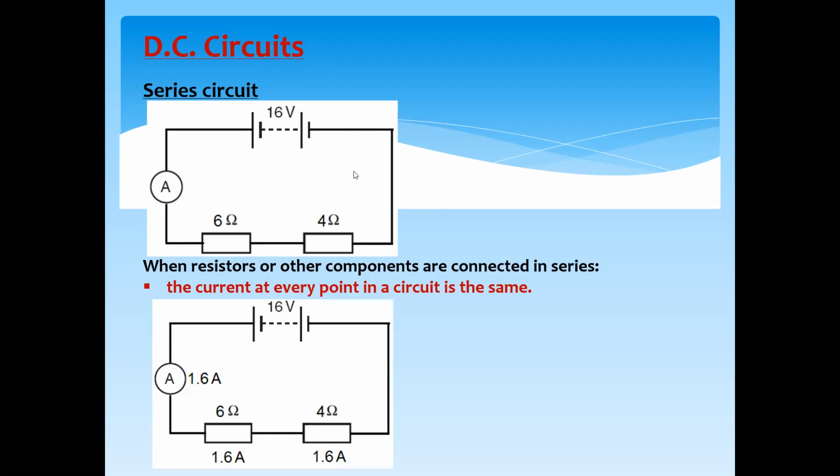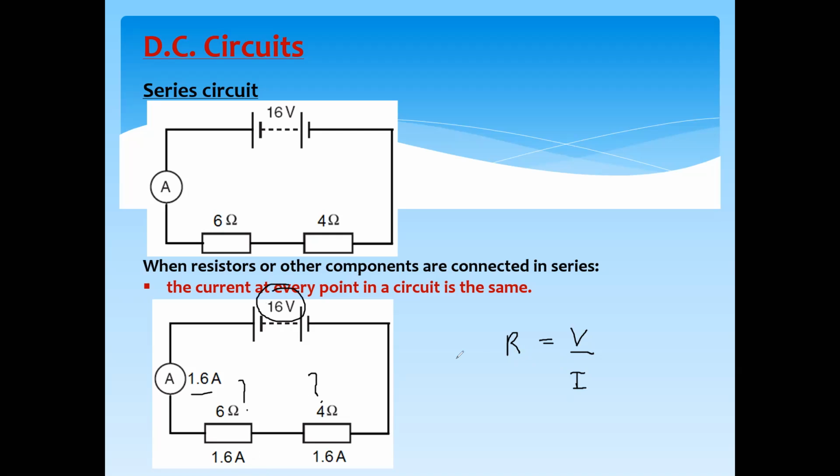But what happened? The voltage will divide. For example, if the current is 1.6 here, the same 1.6 will pass through the first resistor, the same 1.6 will pass through the second resistor. But what about the voltage? How can I find the voltage? I have the formula: resistance is voltage divided by current. We have the total voltage 16, but I don't know what is the voltage at the first 6 ohm resistor and what is the voltage across the 4 ohm resistor.